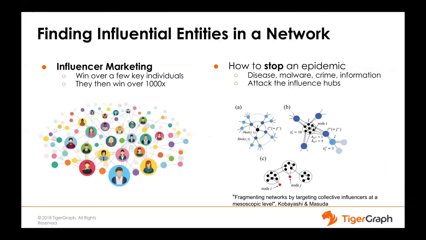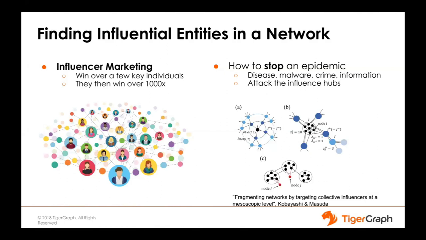So I'm going to get started into talking about the issue of trying to find influential entities in a network. And there are several reasons why you might want to do this. Think about what used to be called viral marketing and is now sort of transformed slightly into influencer marketing, now that we have a lot of social media and people that are maybe well known to be influential. So if you can win over those key individuals and get them to communicate your message, then they will push out that message to many, many more people. And the multiplication factor can be 1,000 or even 1,000,000. So that's one application for trying to figure out who is influential.